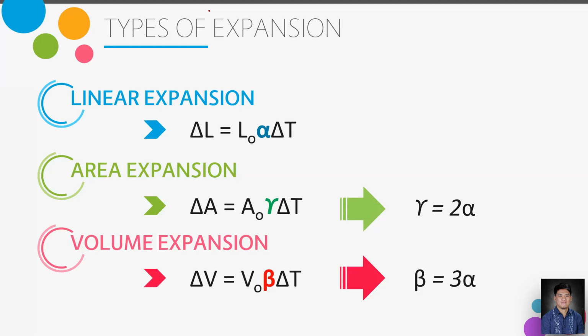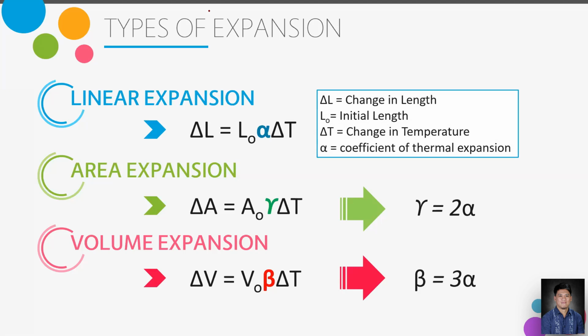So linear expansion, it is one-dimensional. So we have delta L is equal to L sub O times alpha times the change in, or the delta T. So delta L means the change in length. L sub O is the initial length. Delta T is the change in temperature. And alpha is the coefficient of thermal expansion.